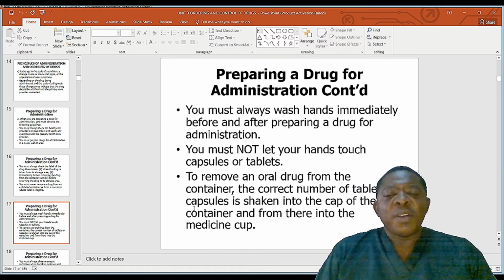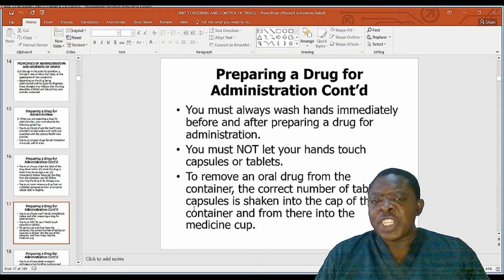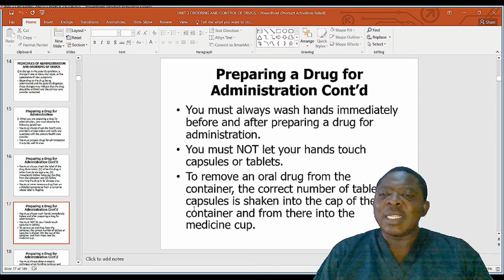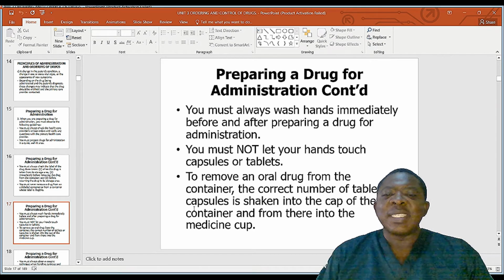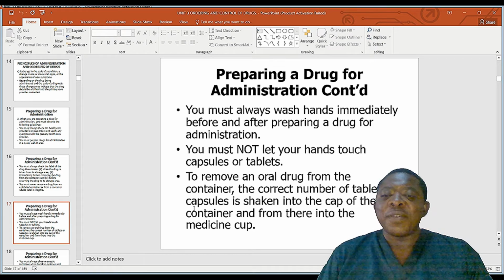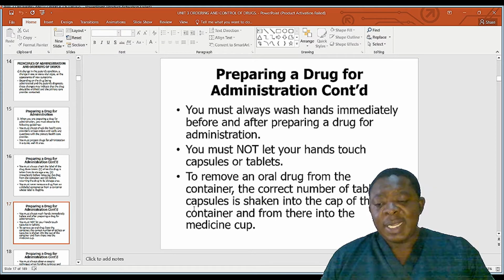Okay, this is very important to avoid contamination. And to remove an oral drug from the container, the correct number of tablets or capsules is taken into the cap of the container and from there into the medicine cup.